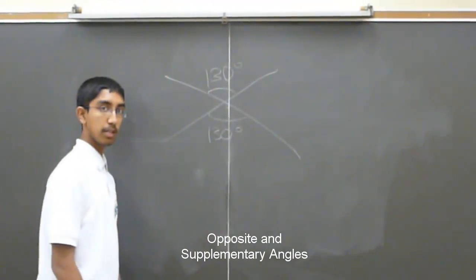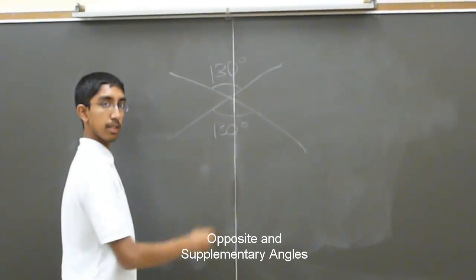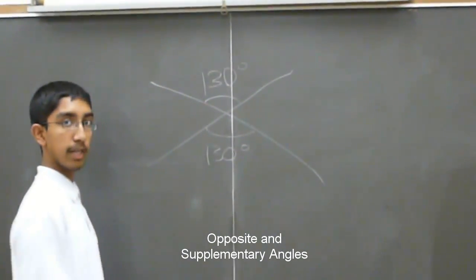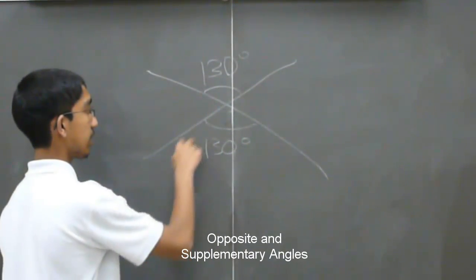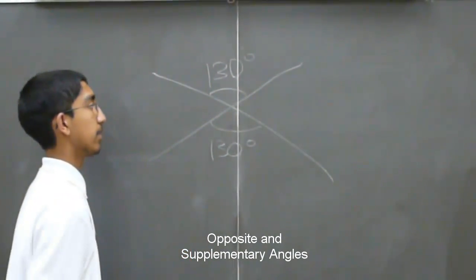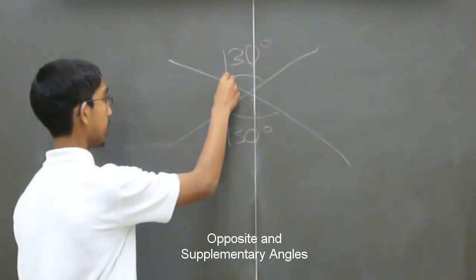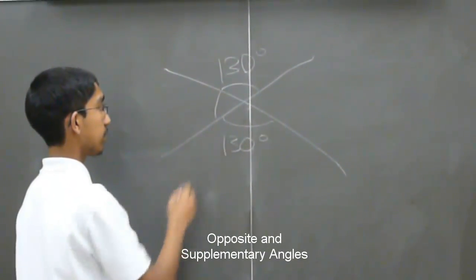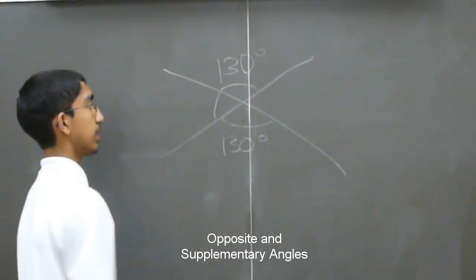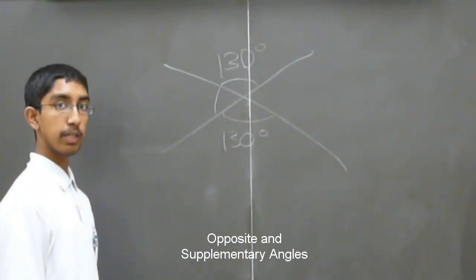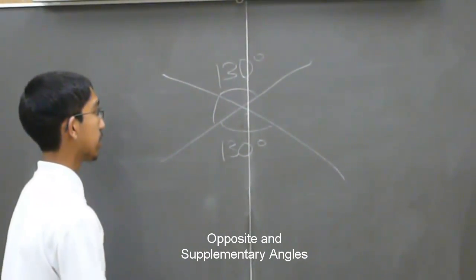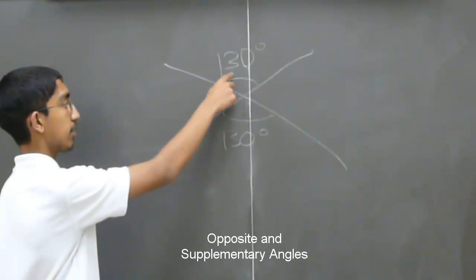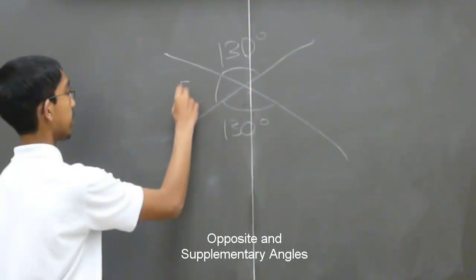Now, another way of calculating missing angles is the supplementary angle theorem. Since this is a straight line, to find this angle, you must subtract 130 from 180. This is because a straight line always equals 180 degrees. So 180 minus 130 equals 50 degrees.